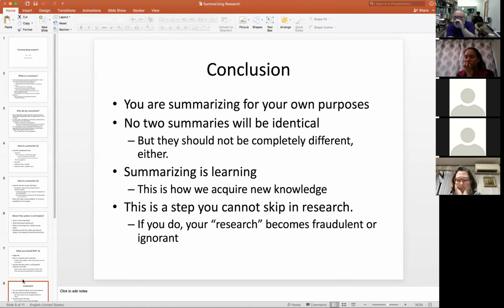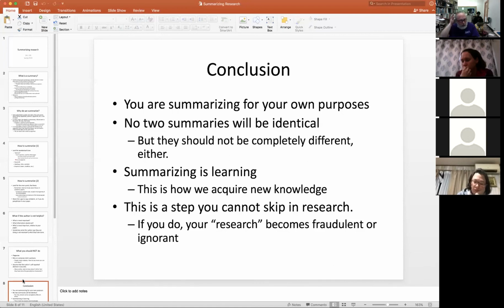Okay, what that means is that in all likelihood, no two summaries will be identical, right? Because each and every one of you is writing a different paper, and therefore you would extract from the source different bits of information. Now, they shouldn't be completely different or even radically different, but the emphasis and maybe some things that get quoted or don't get quoted, yeah, there's going to be some differences there.